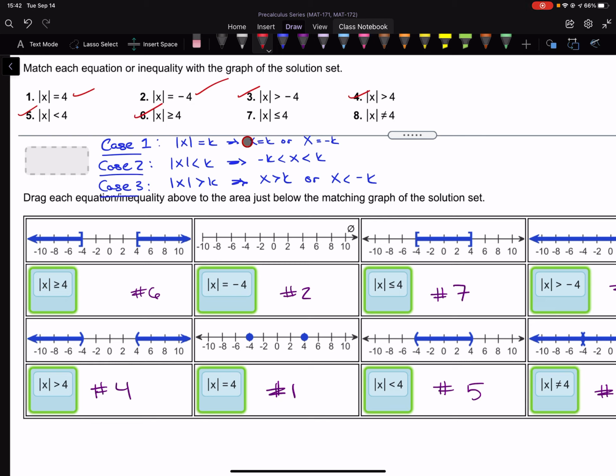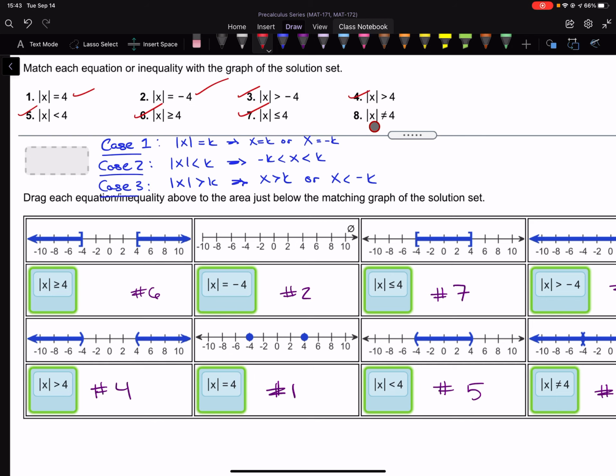All right, with number 7, the absolute value of x is less than or equal to 4. That's case number 2, where we sandwich the x between positive and negative 4 here. The only difference is 4 and negative 4 will be included. So let's look for a sandwich. I see a sandwich here, and negative 4 included. So that's the winner for number 7.